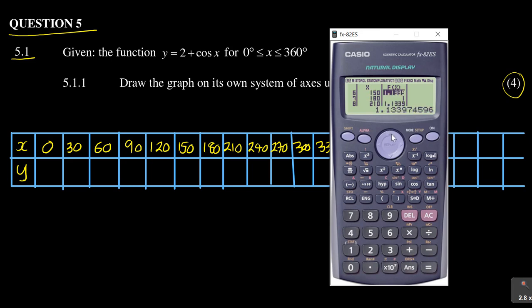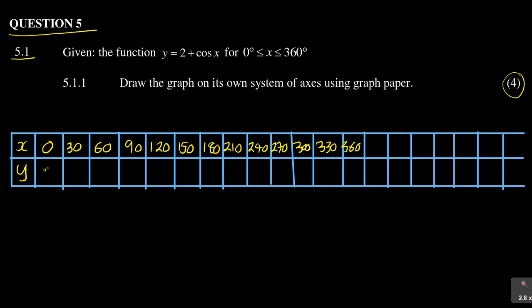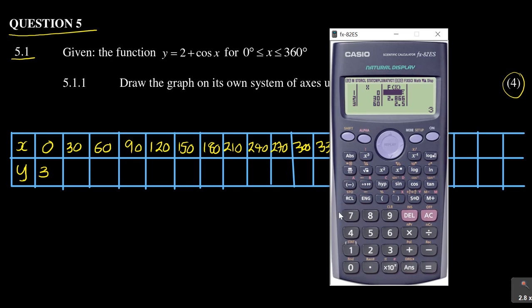So now let us have these values entered. Now when x is 0, you can see I've got f of x, which is my y, is 3. So that's what I'm going to have there. That's how I'm plotting them. Again, you move on. When x is 30, I've got 2.866. But as I said, you ignore that one. You move on to the next one. When x is 60, I've got 2.5.